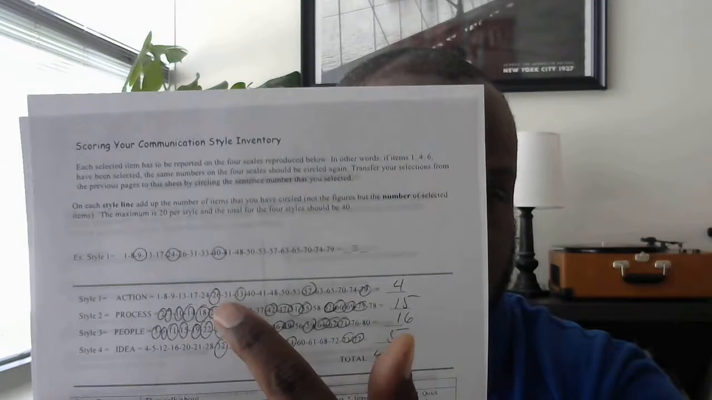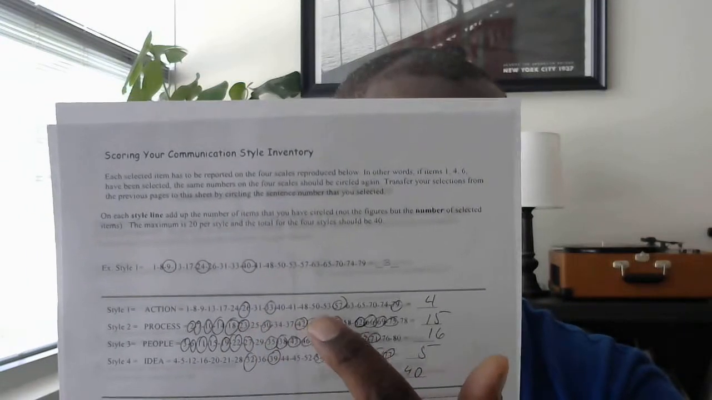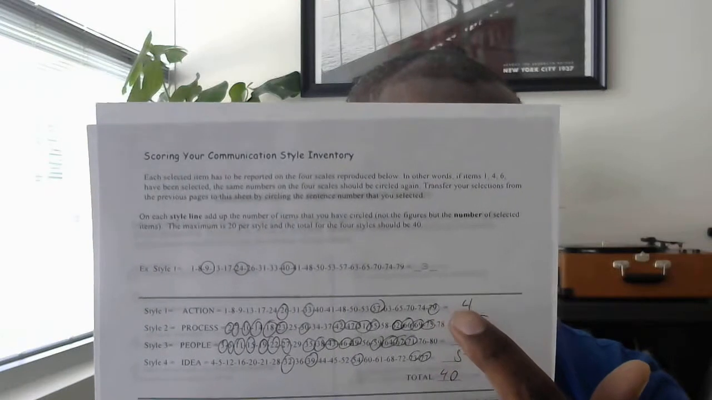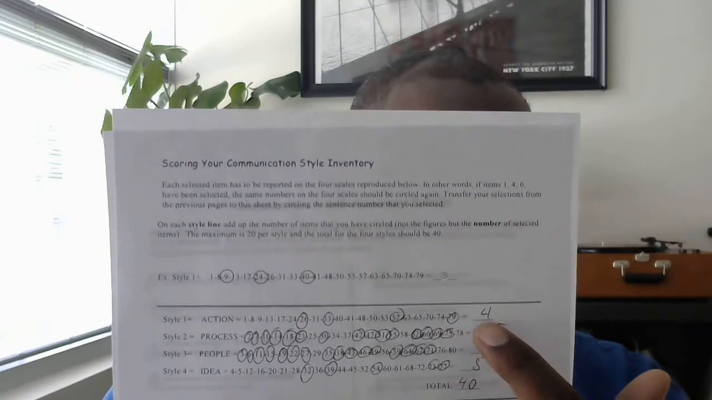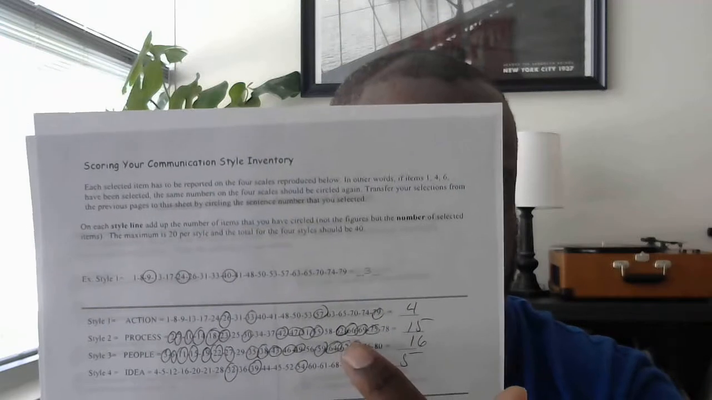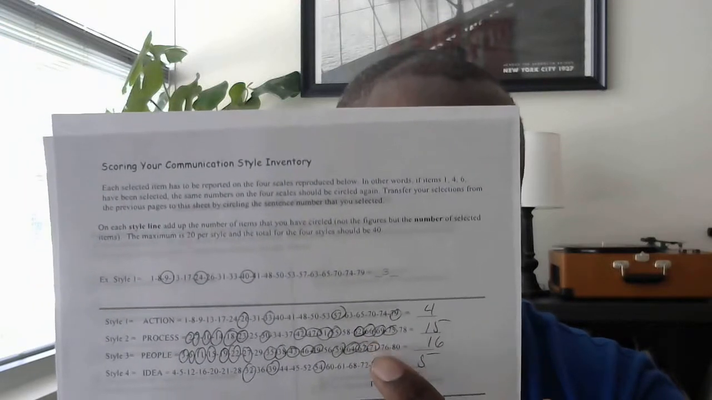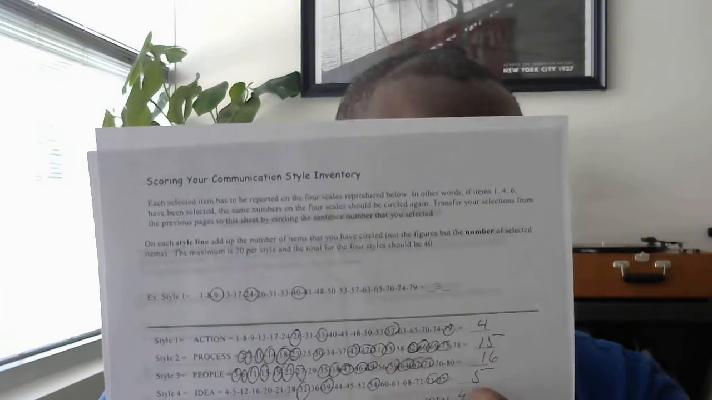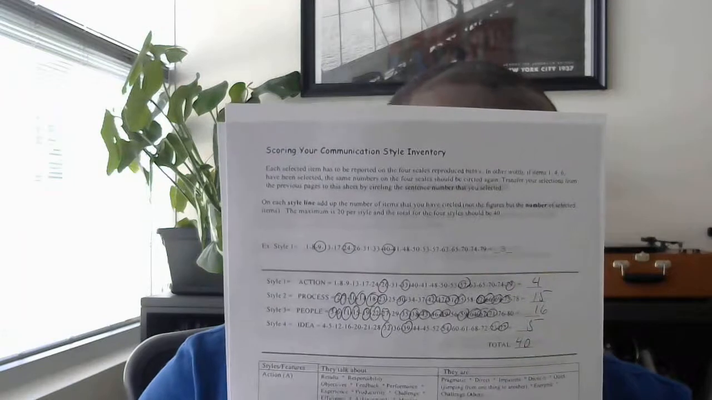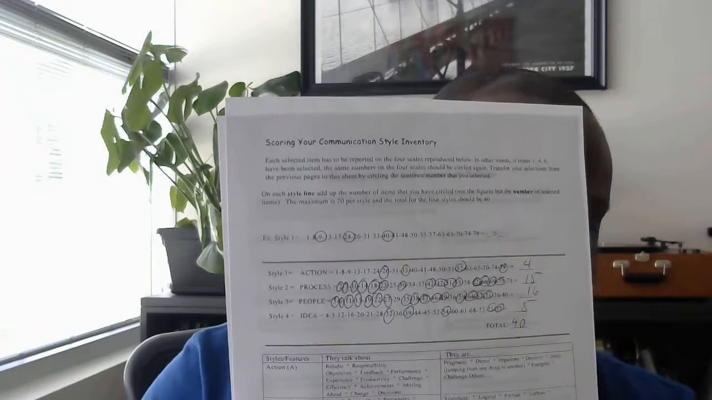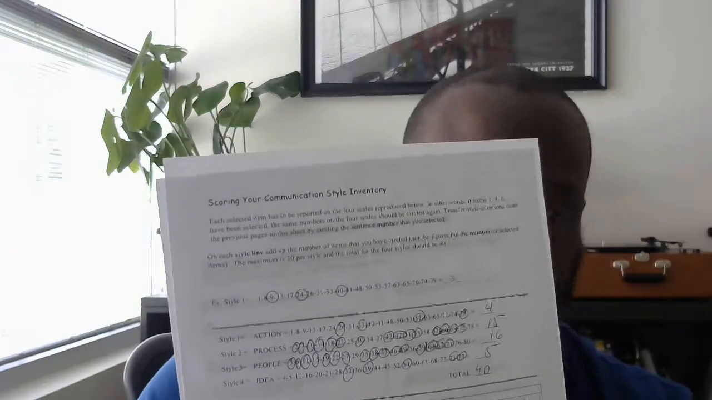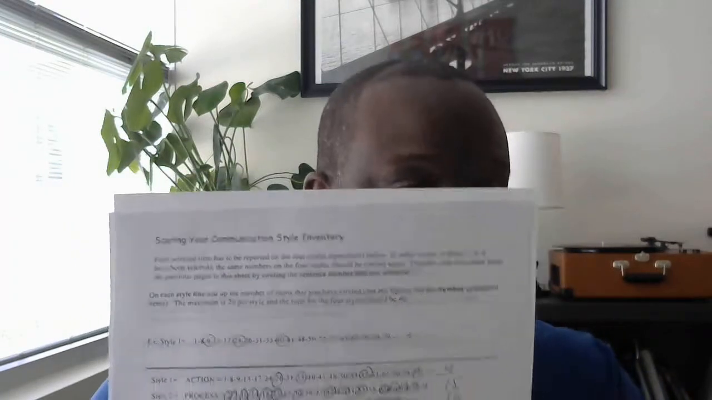So I circled number 26, number 33, and number 37, and number 79. So those are the ones I circled, and I got 4 of those on the action line. Then if I go down to the process line, you can see I circled a lot of those. Same with people. And I only circled 5. So it should total 40. All right, hopefully that makes sense. It should total 40. And what you want to do after you've totaled up the different areas is graph it. And so I graphed mine.